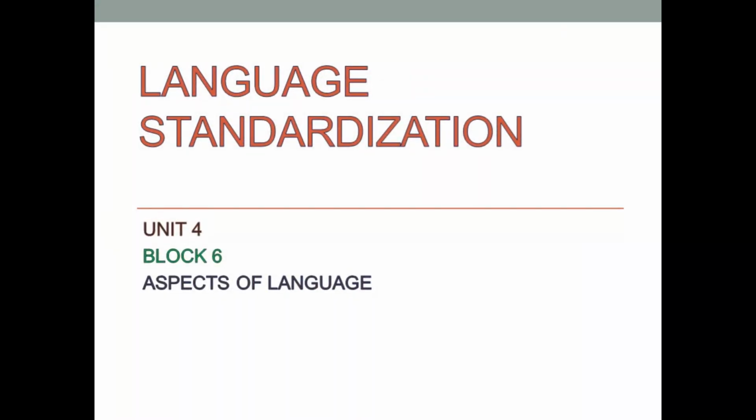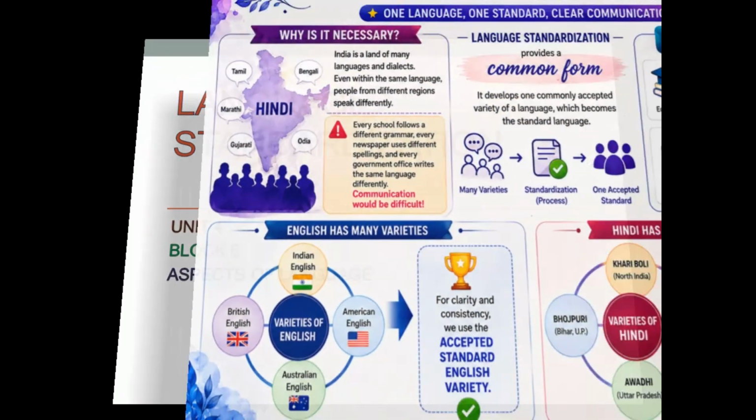In our previous video, we discussed bilingualism, that is how individuals and societies use more than one language. Today we move to another important topic from Unit 4, Block 6 of MEG 4 aspects of language, that is language standardization. In this video, we will understand what is language standardization, why it is necessary, how it develops, what are its consequences and the criticism against it. So let's begin the topic.